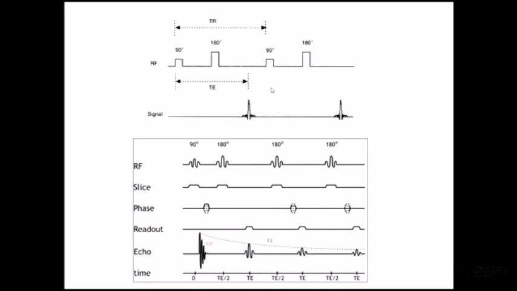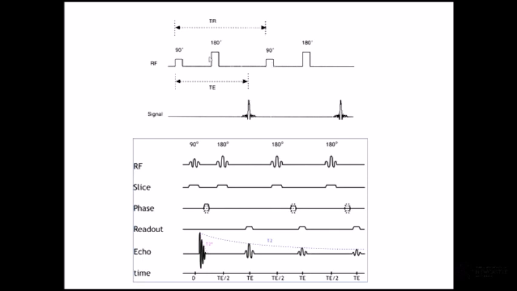The thing that you guys are going to need to know in an exam situation is just this definition here of what the TE looks like. Basically, here's the application of our 90-degree pulse, and here's the generation of our signal. So that's our time to echo, or TE. And our TR is where we've got a 90-degree pulse and another 90-degree pulse. So that's our repetition time, or TR.